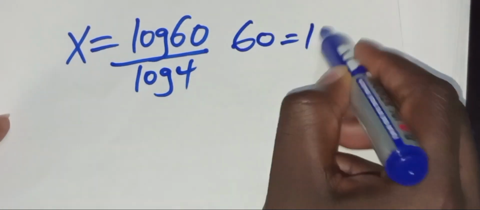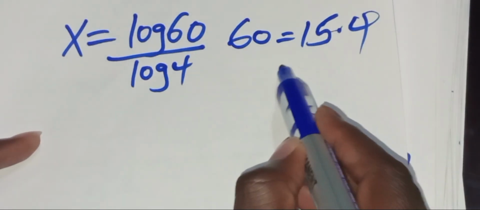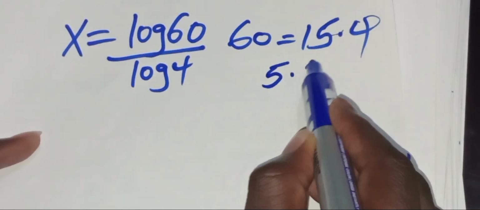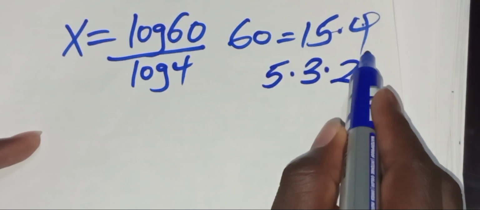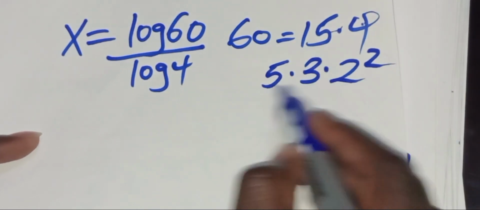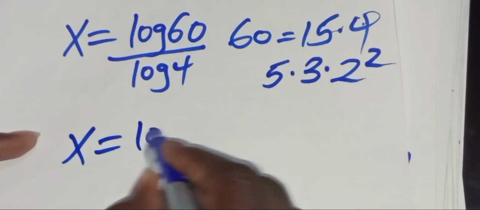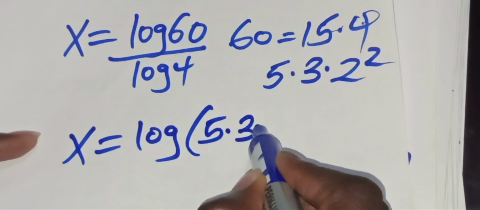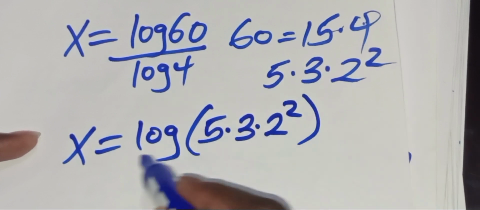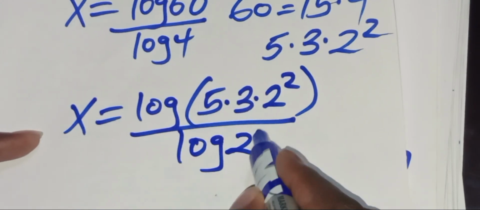Now we can express 60 as 15 multiplied by 4, of which you can express 15 as 5 multiplied by 3, multiplied by 4. 4 can be expressed as 2 to power 2. Now let's substitute this back to the equation. So we'll have x is equal to log of 5 multiplied by 3 multiplied by 2 to power 2, divided by log 2 to power 2.